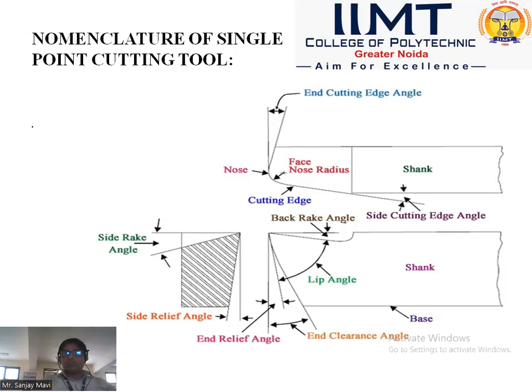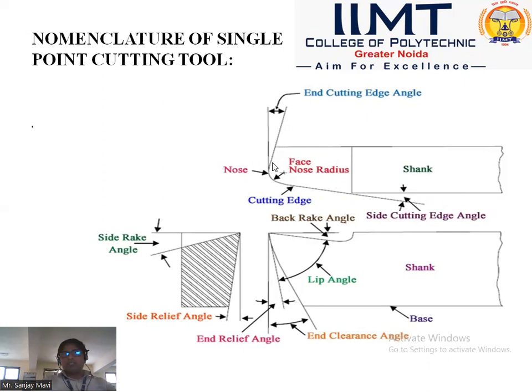This is the front view of that cutting tool. This is the top view, and this is the left hand side view. In this figure, we can see the shank, the face, nose, this is heel, and these are some angles which are associated with the single point cutting tool. This is the side cutting edge, and this side cutting edge makes an angle with this side of the cutting tool, called the side cutting edge angle.